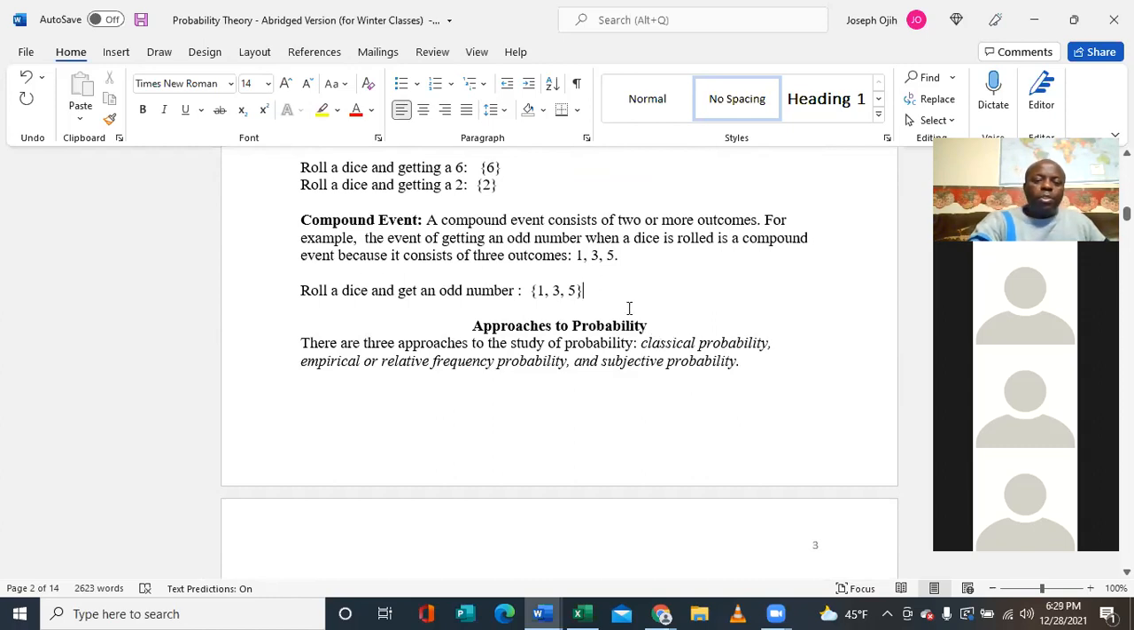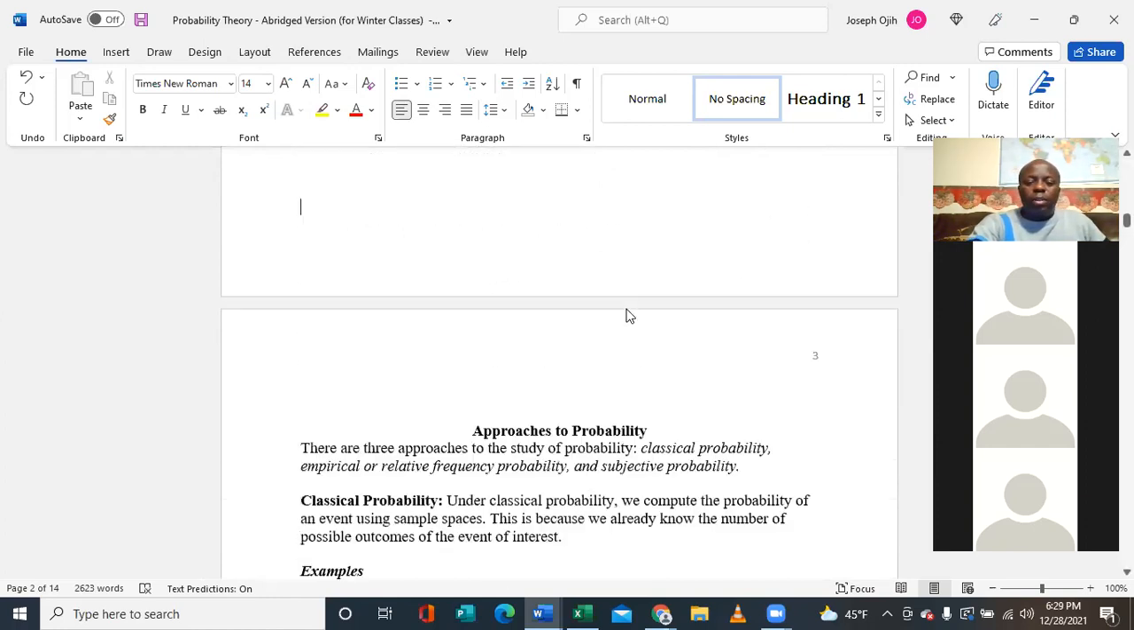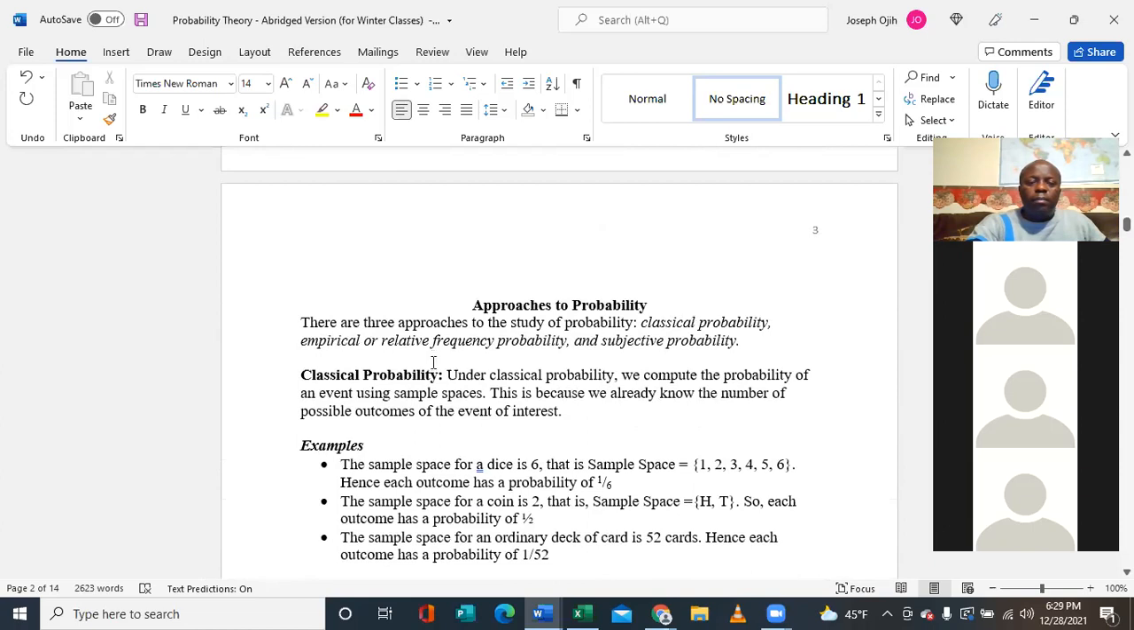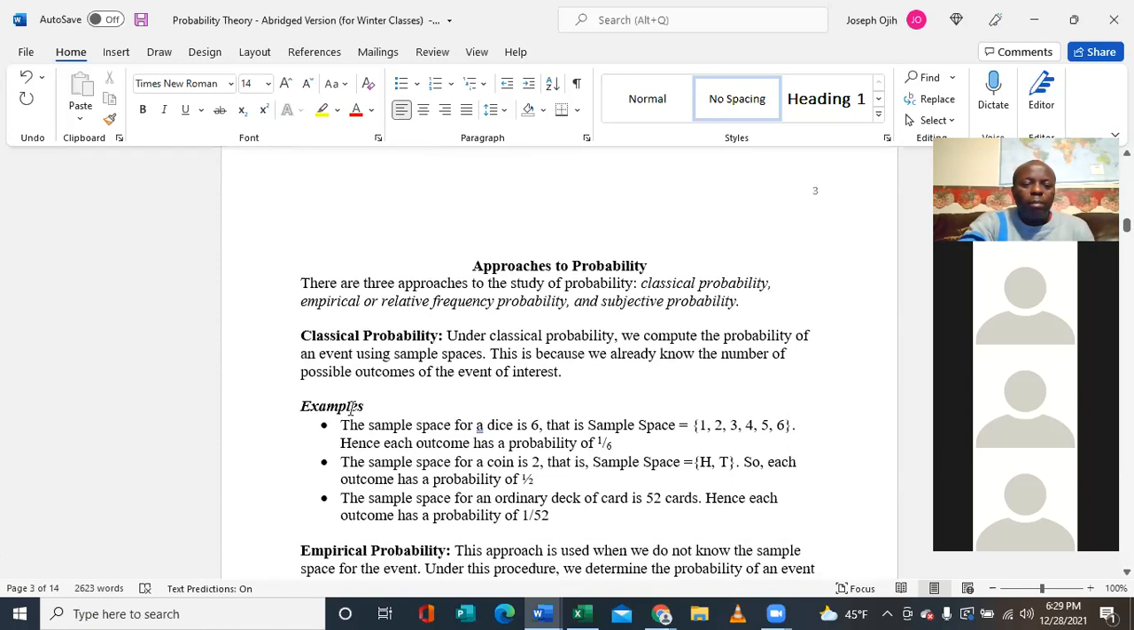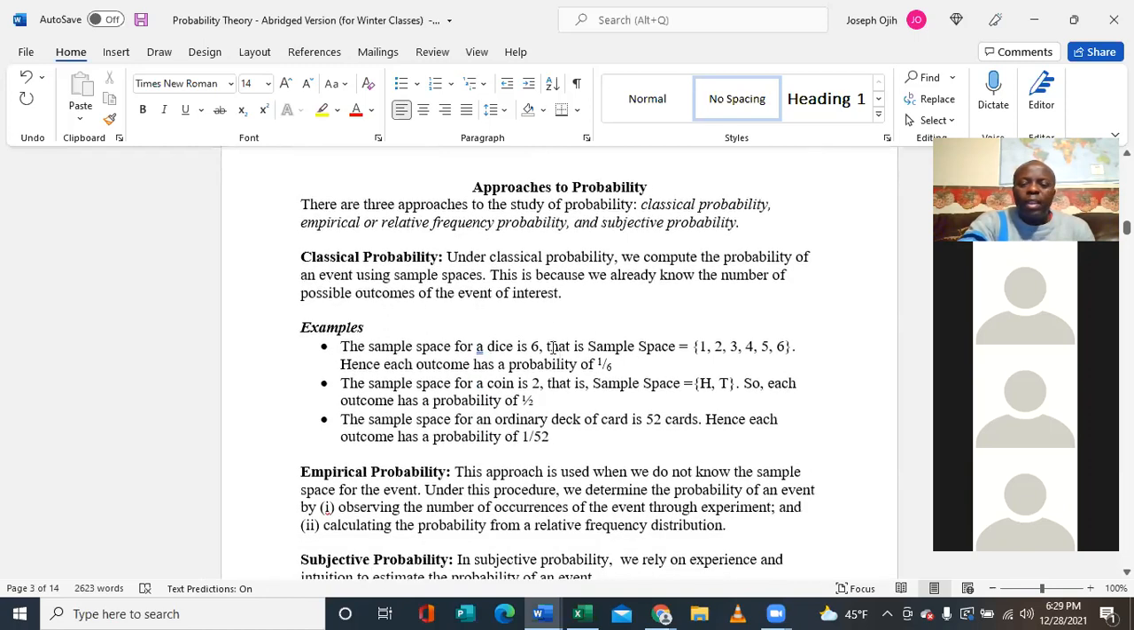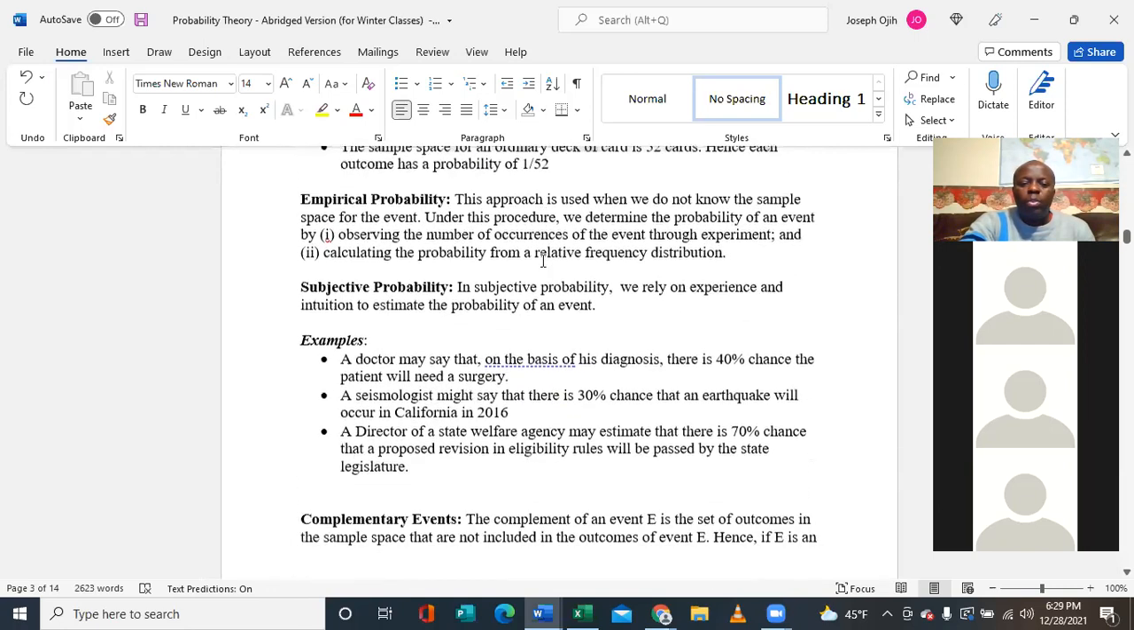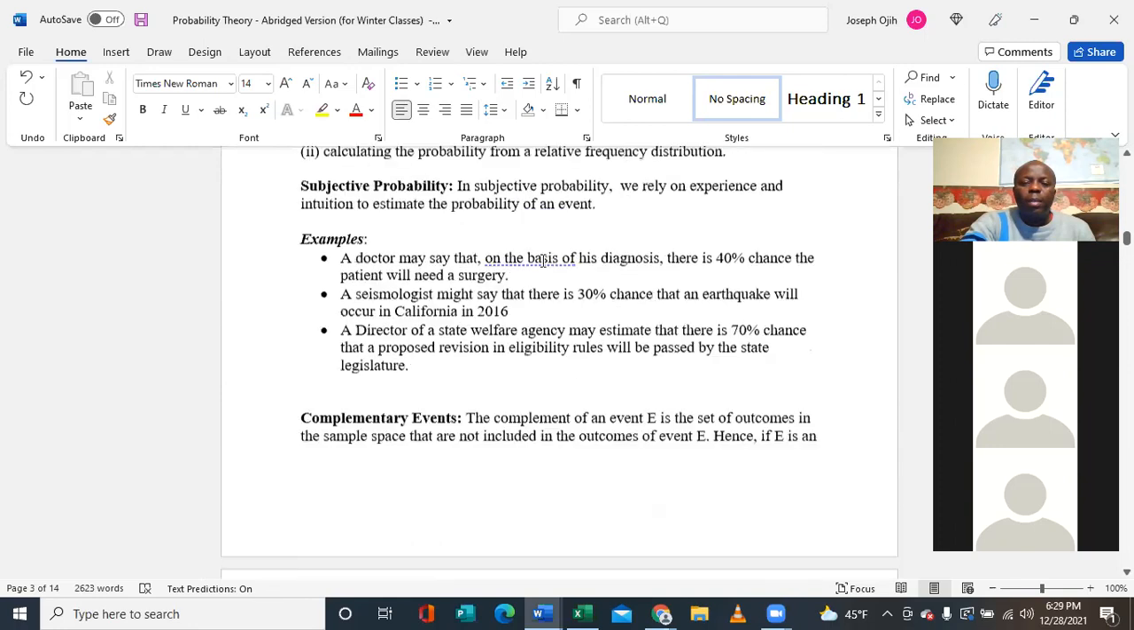All right, good. Now, approaches to probability. There are 3 types of probability. We call them classical probability, empirical or relative frequency probability, and then subjective probability. Now, subjective, we don't really use much because it is subjective. But classical probability and empirical probability are the ones we use more often because those can be mathematically estimated. Now, let's start with classical probability. Classical probability has to do with sample space. So under this approach, we calculate the probability of an event using the sample space.